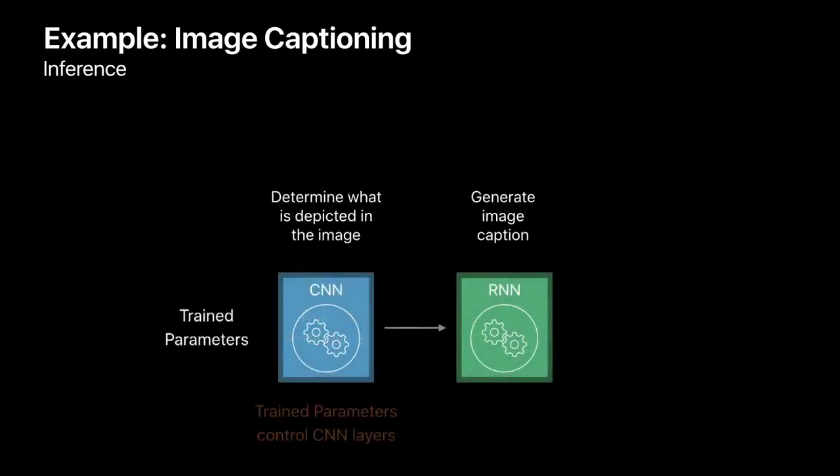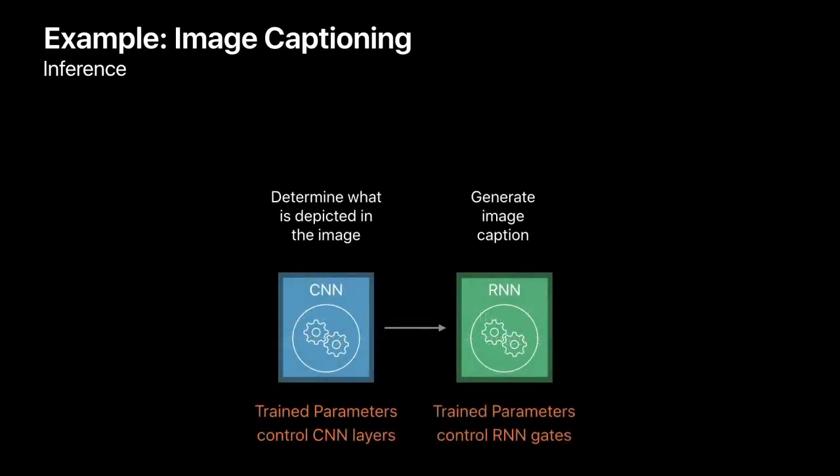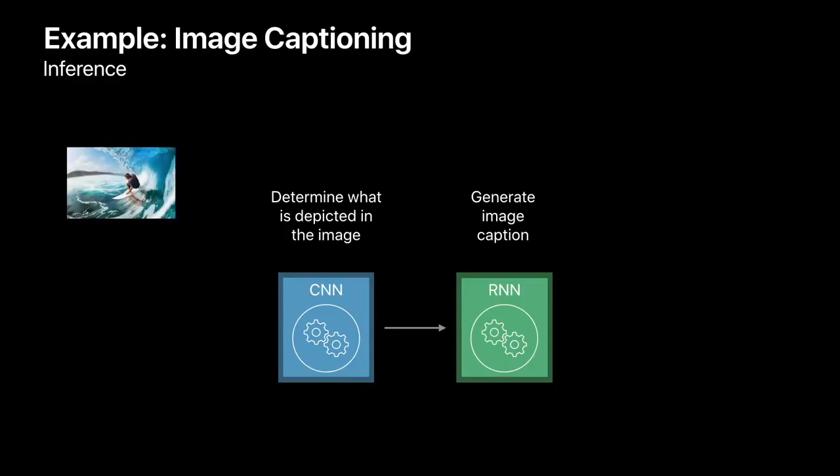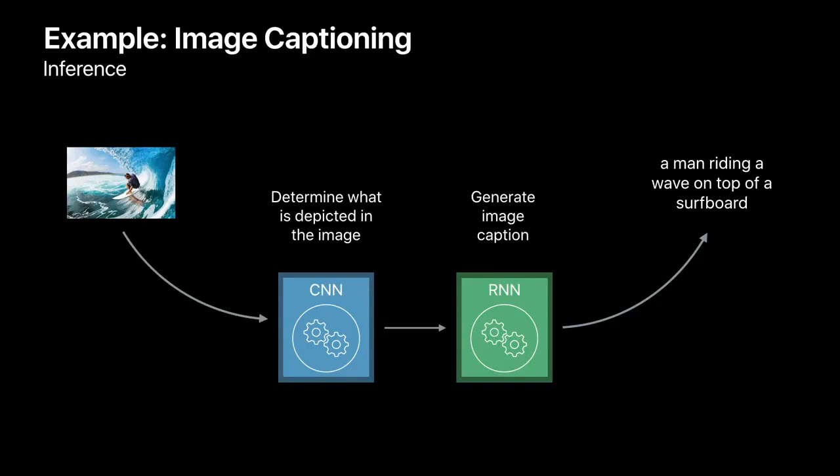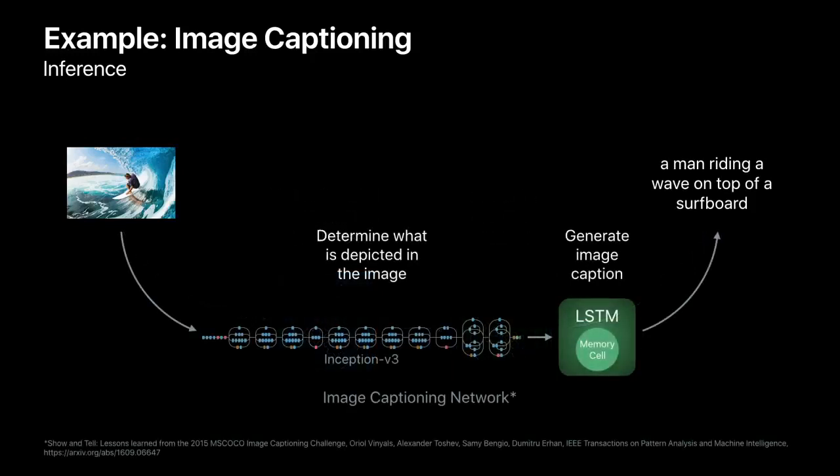which are required for the next step, the inference step. In the inference phase, the trained parameters control both the operation of the CNN layers and the operation of the RNN gates. Then each image is processed by both the CNN and the RNN to generate a caption. We already know a good network for figuring out what's depicted in the image. It's the Inception v3 network, so we'll use that. And we just talked about LSTMs, so let's use that to generate our caption.